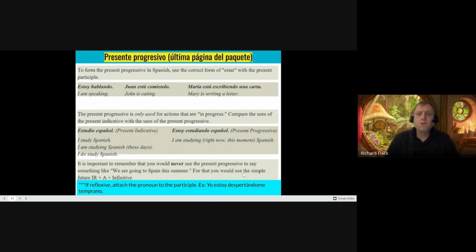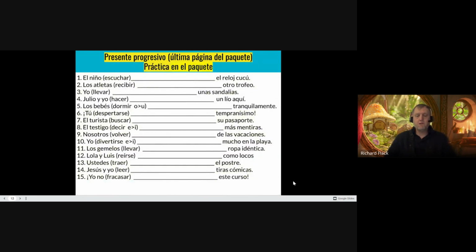All right, that was a whole bunch. Let's see if you can put it together. Use your notes, use the info right up above to put these sentences together. Let's do the first one together. El niño, we're going to use the verb escuchar, el reloj cuckoo. So the boy or the kid is listening to the clock go cuckoo, old cuckoo clock.